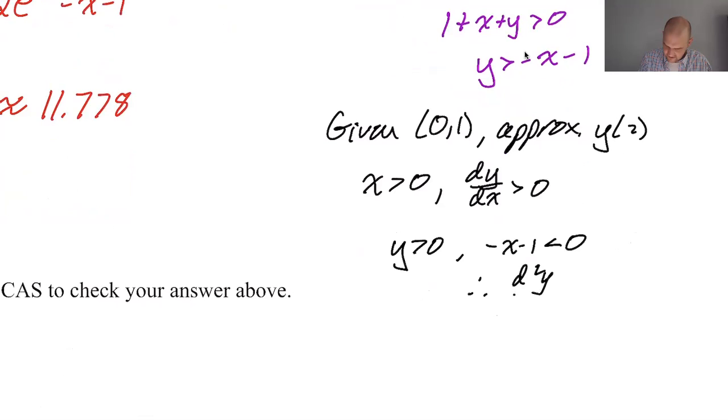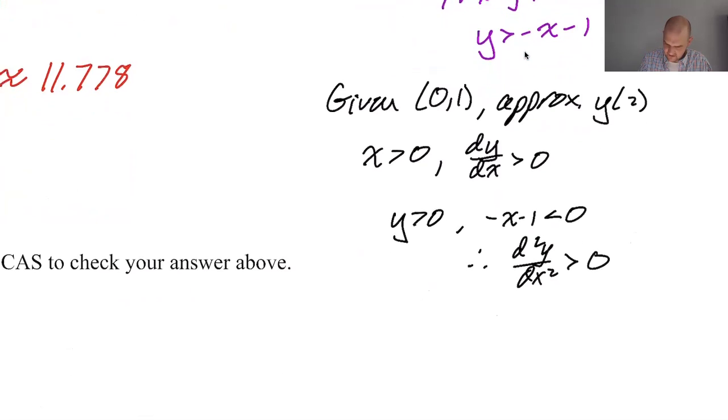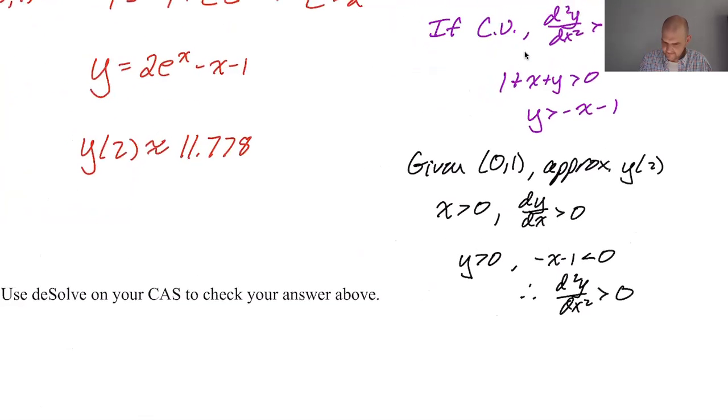Therefore, the second derivative, I bet we're all glad that I went down this road, is greater than 0, so yay. All right, concave up, therefore tangent lines are below, therefore you had to get an underestimate. That's what I wanted to say.